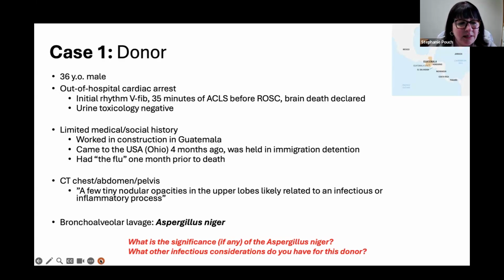But at this point, it's not entirely clear what the significance of the Aspergillus niger is, particularly for this recipient, knowing that Aspergillus niger is probably less likely to cause invasive aspergillosis compared to some other Aspergillus species. So in my mind, it's not entirely clear whether this is just a colonizer or something to be more concerned about based on what we know now. But I'm leaning more towards colonization. I don't know, Joanna, if you have other thoughts.